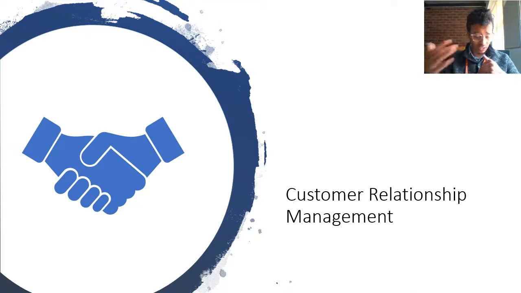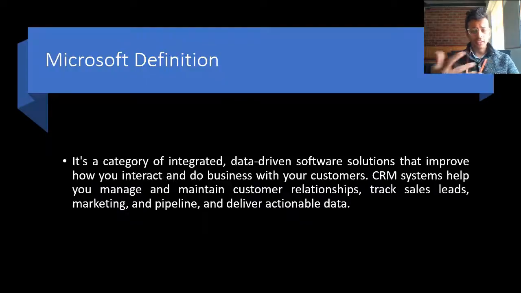One of the examples is the definition by Microsoft that I'm just going to take. Microsoft defines customer relationship management in the following way. It is a category of integrated data-driven software solutions. It is directly stating that CRM is a software solution. It's not something that you do manually. It's a software solution that improves how you interact and do business with your customers. They are essentially stating that using computer software solutions, you can interact better with your customers and do better business with them by making a lot of things automated and easier for your company.